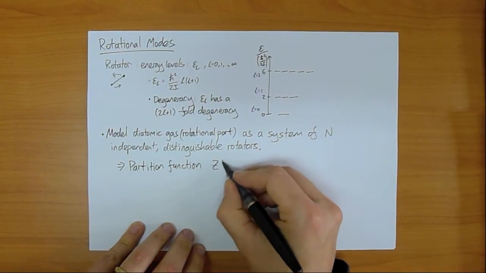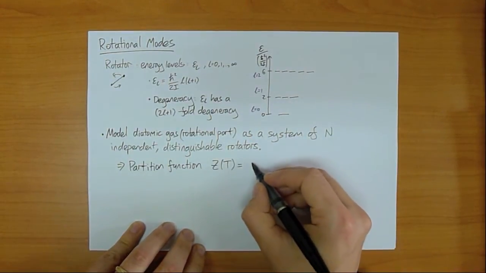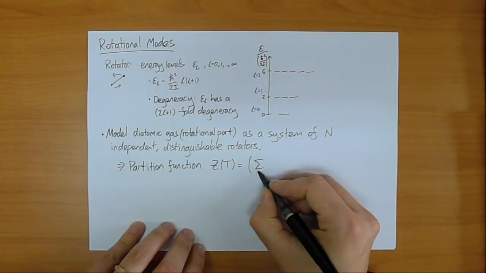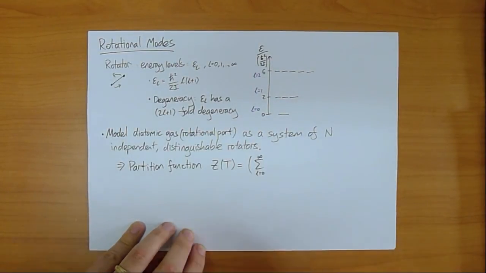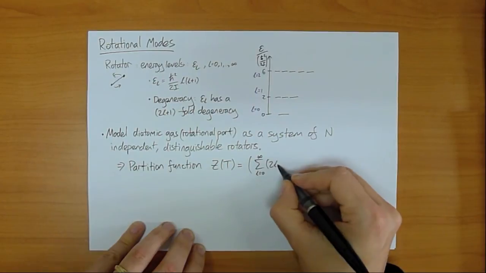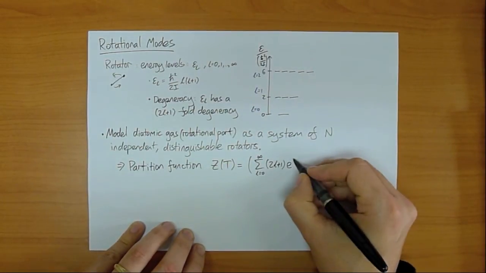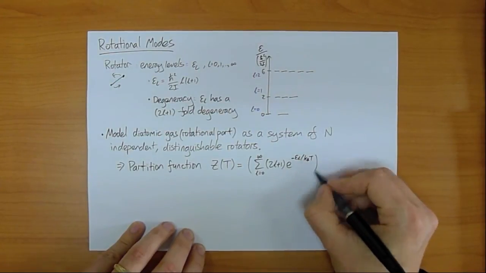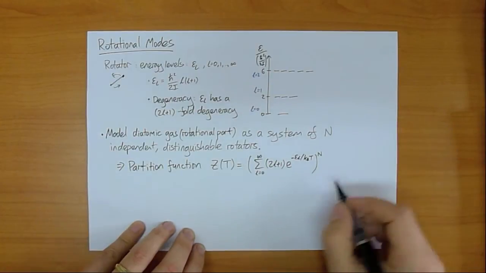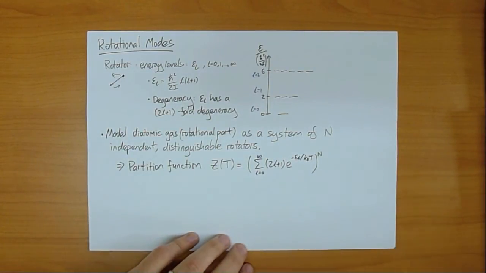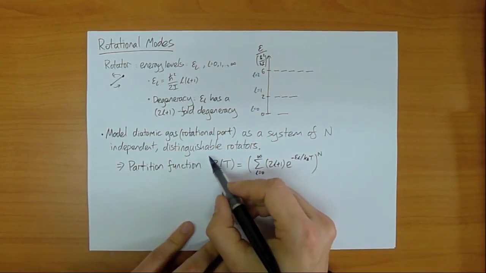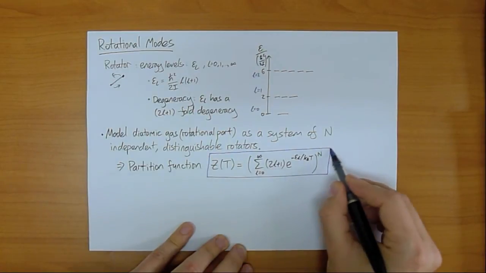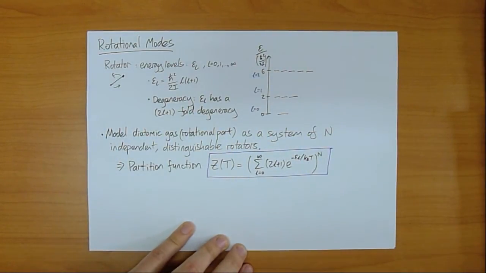So this is Z as a function of T, and it's defined as the sum over all single particle energy levels. So that's L goes from 0 to infinity, and the degeneracy is 2L plus 1. And then I have the Boltzmann factor, e to the minus epsilon L over k_B T. Okay, and there are n of them, so this is to the power n. Okay, so this is the form we get for the partition function. So if we can calculate this, then we can find out all of the other thermodynamic properties. In particular, we're interested in the heat capacity, remember?